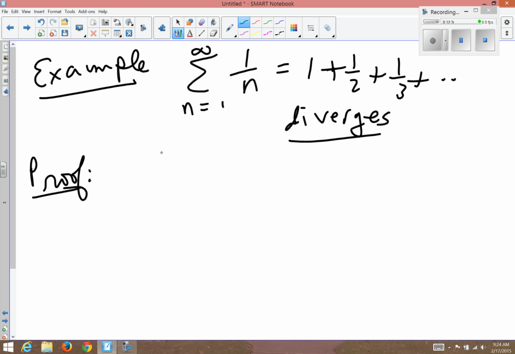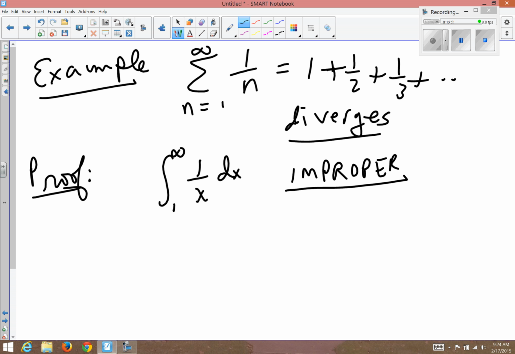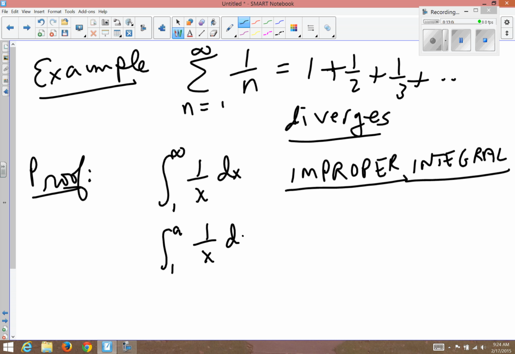Change the sigma to an integral. Change 1 over n to 1 over x. Don't forget the dx. And 1 to infinity gets attached here. This is called an improper integral. There's a whole video on improper integrals. So you remember that to evaluate this integral, we replace the infinity with something like a. Infinity is gone, a is in its place, and this goes in front. The limit as a approaches infinity.